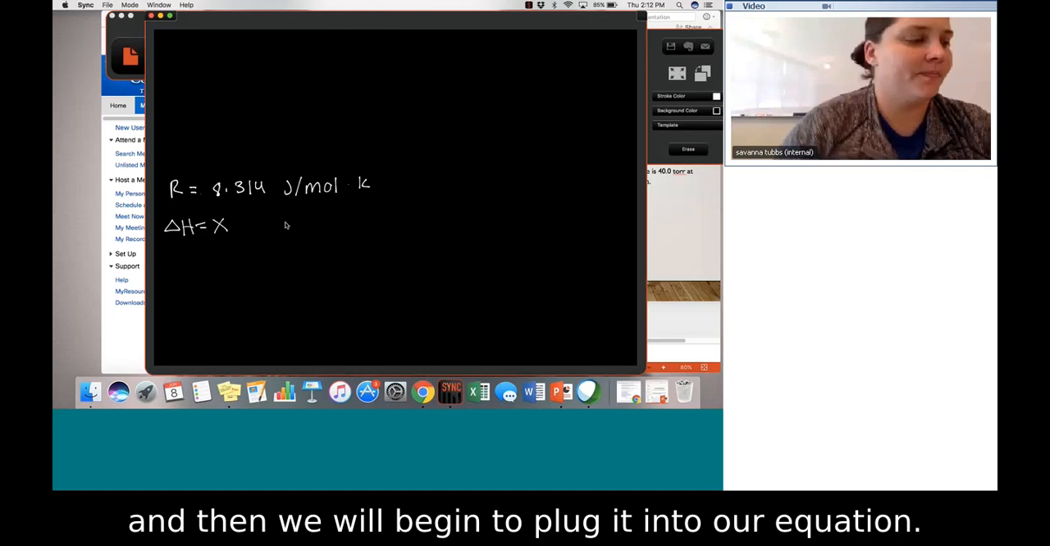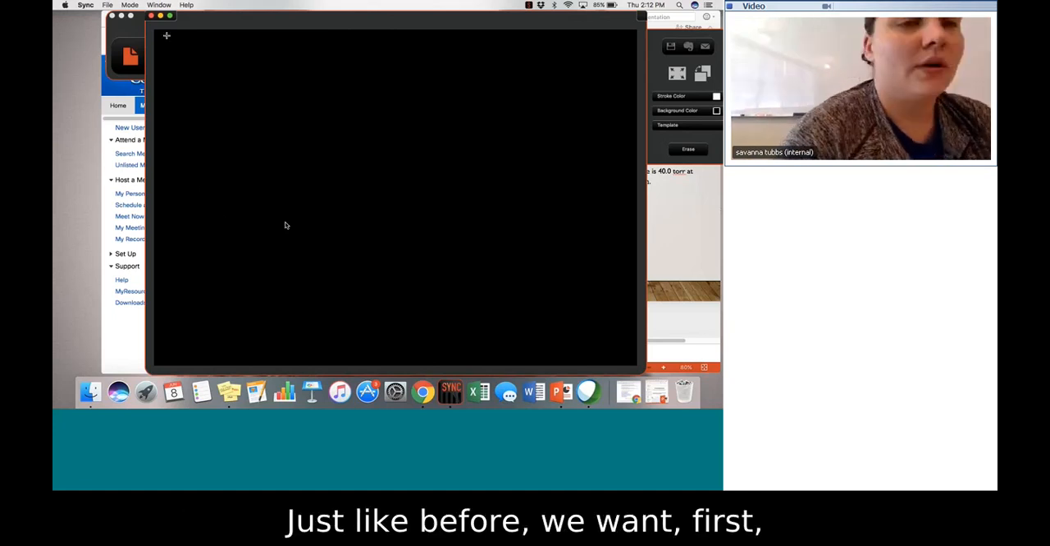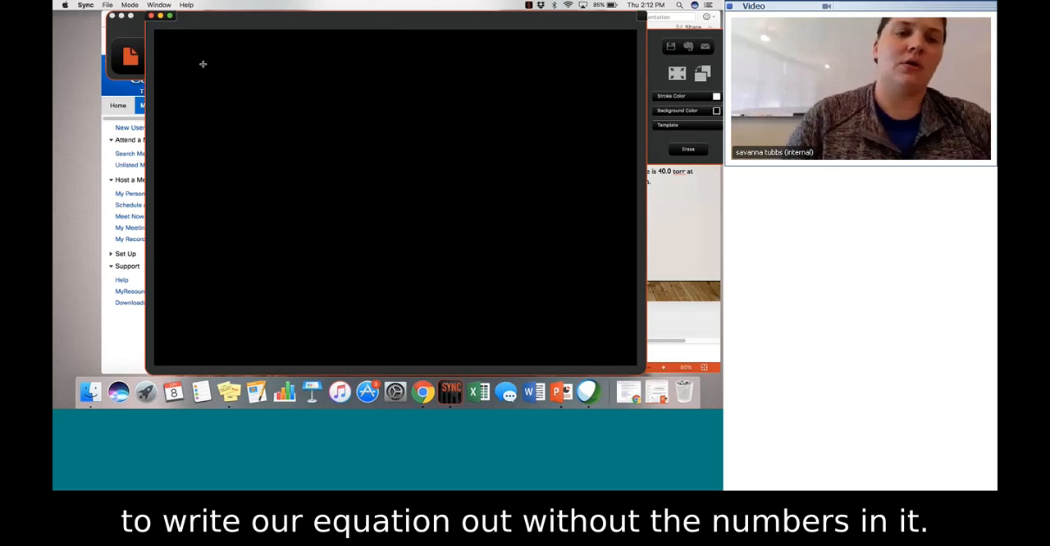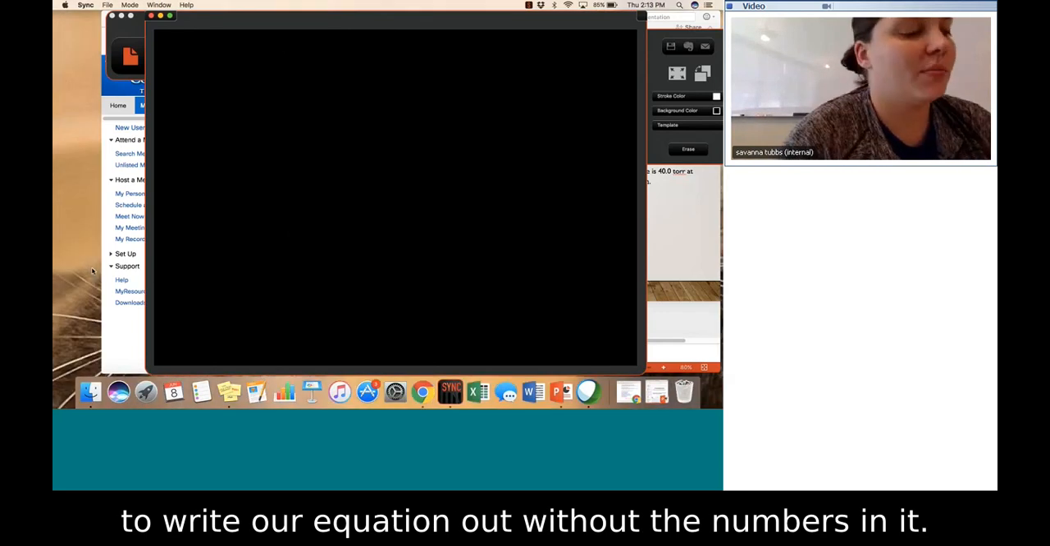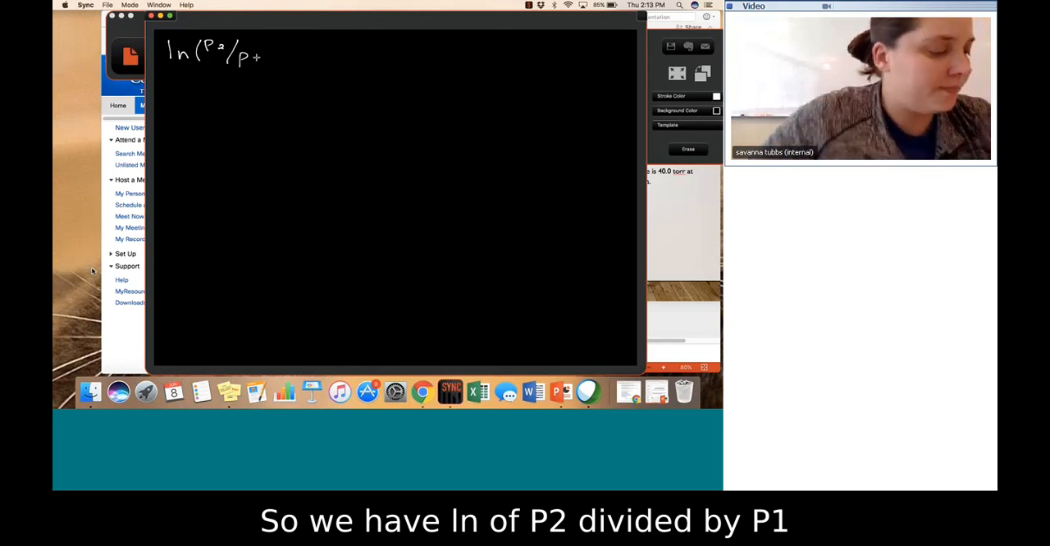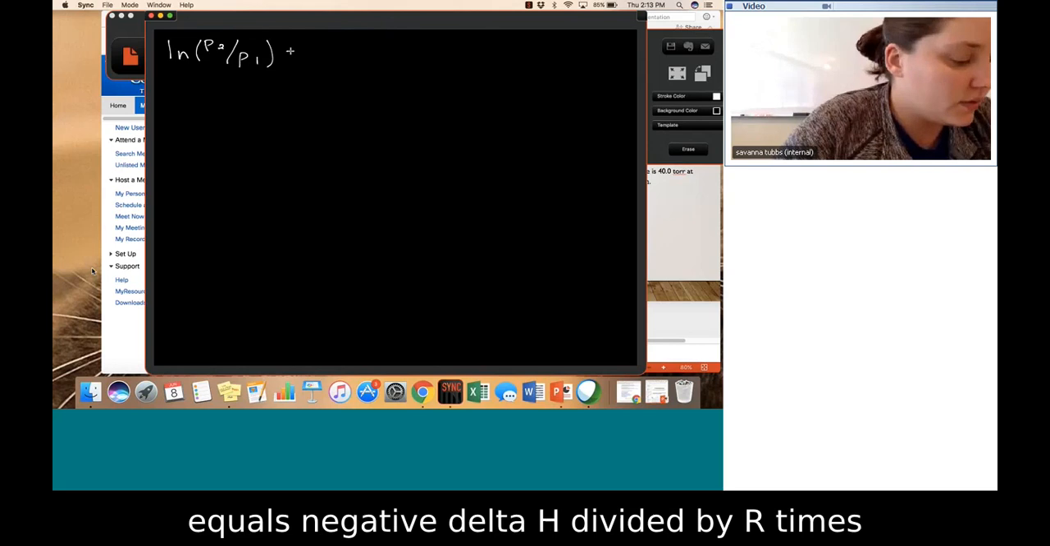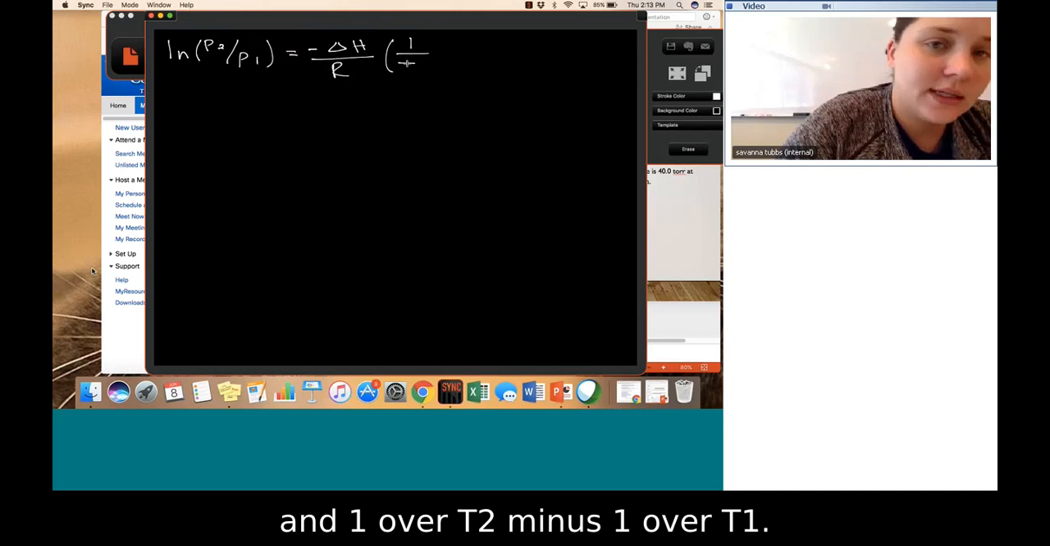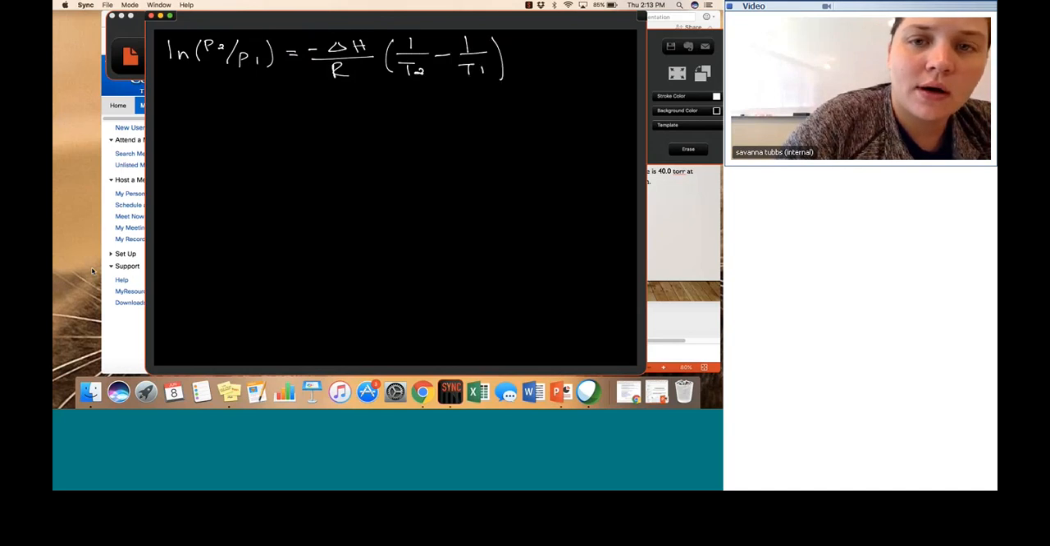and then we will begin to plug it into our equation. Just like before, we want to first write our equation out without the numbers in it. So we have ln of P2 divided by P1 equals negative delta H divided by R times 1 over T2 minus 1 over T1.